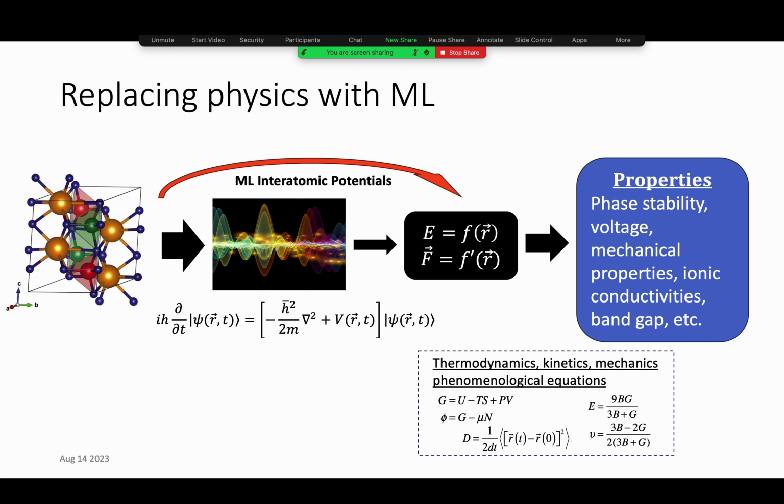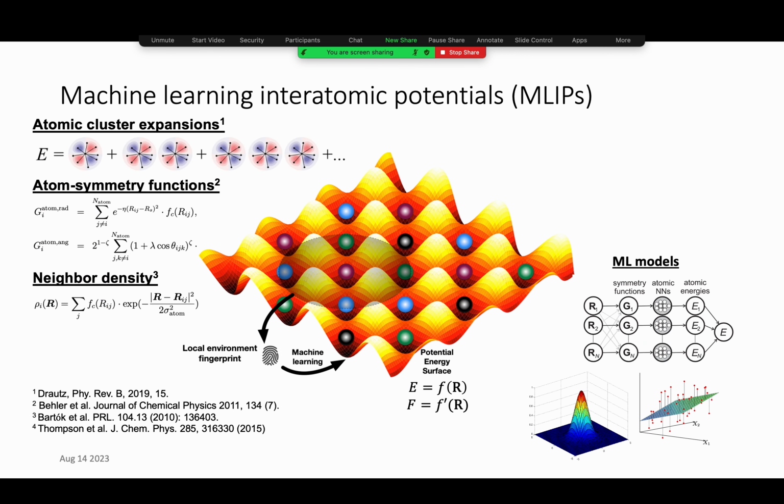And then if you are able to predict the energies and forces, you can already apply a lot of the thermodynamic equations and kinetic equations to derive the property that you are interested in. Okay, so once you have the potential energy surface, you can run MD simulations to get ionic conductivity. You can run equation of state curves to get your bulk modulus and so on and so forth. Okay, so machine learning interatomic potentials are of course one of the big success stories of machine learning in material science.